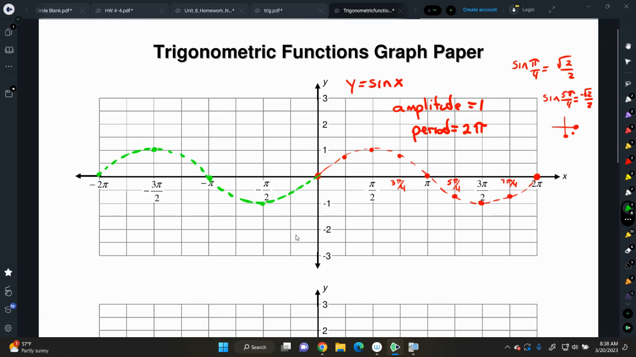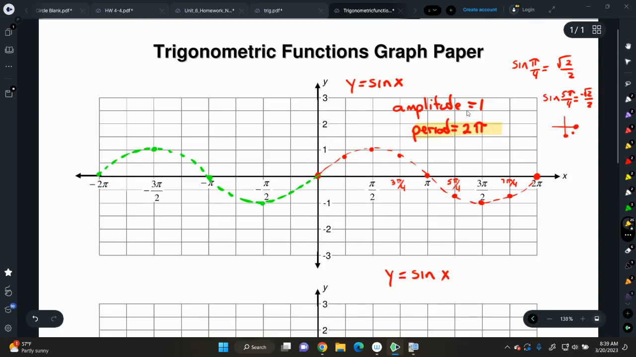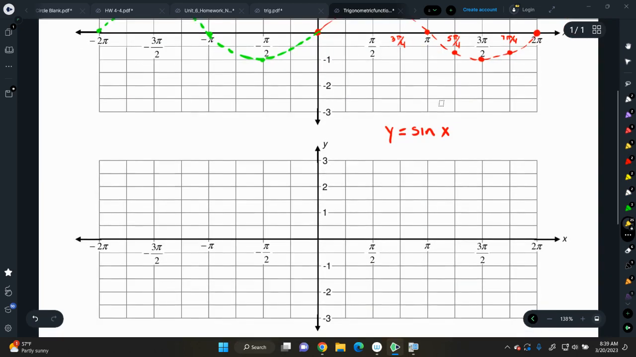Okay. Now, what I want you to notice is how quickly I did that, right? When I'm graphing a sine curve, these are actually really easy to graph. I'm going to show you the shortcut way of doing it. Sine curve, I know, has a period of 2 pi, and it has an amplitude of 1. So first off, because it has a period of 2 pi, it's going to start at 0 and it's going to end at 0.